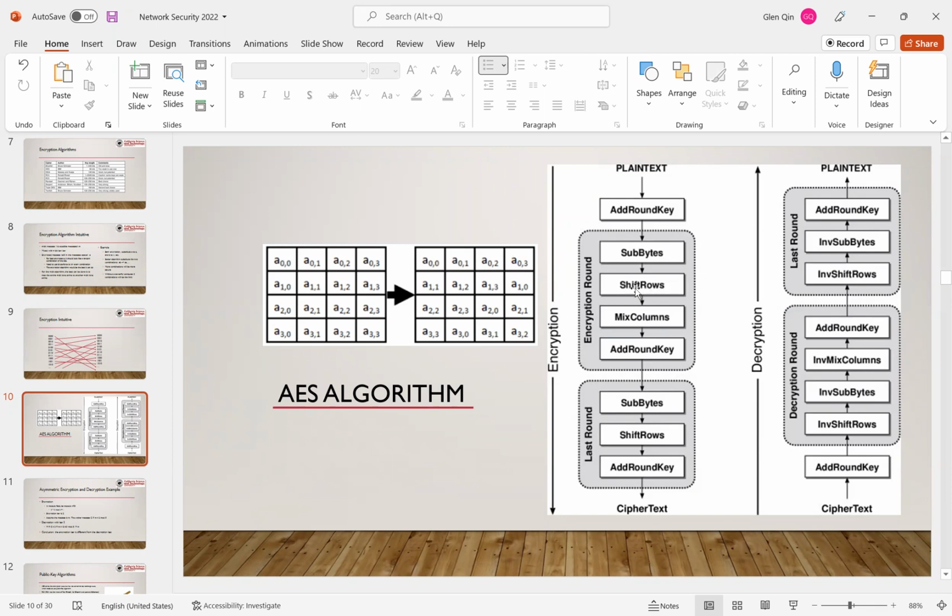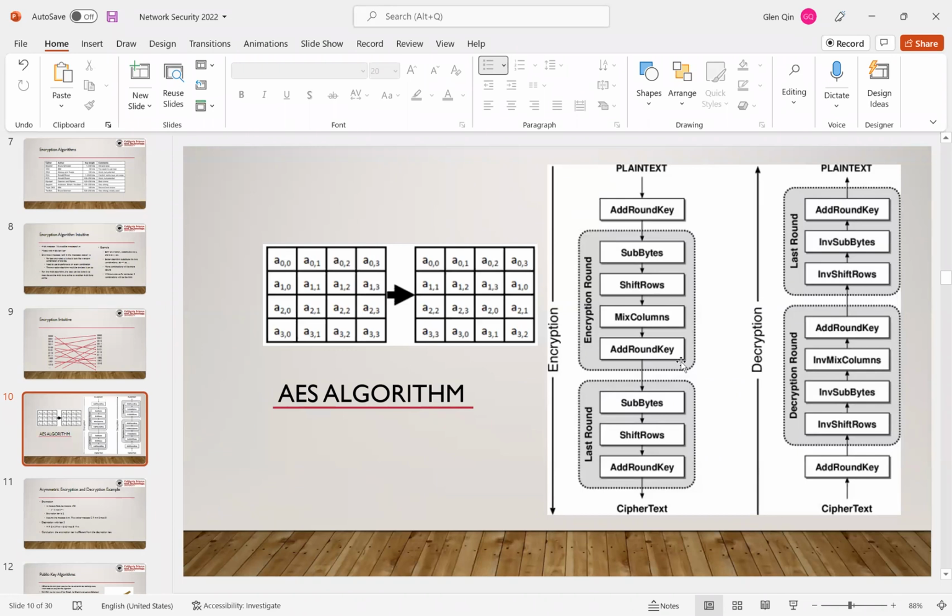Same thing with shifting the rows. It doesn't matter how you shift the rows, you can shift them back, so this is reversible. Mix columns is the same: you multiply by a matrix, and then you multiply by the inverse of the matrix and get the original back. Then you add round keys using XOR, so it's reversible. You do this 16 times, and when you decrypt, you do exactly the same thing with everything inverted. Then you get the plain text back.